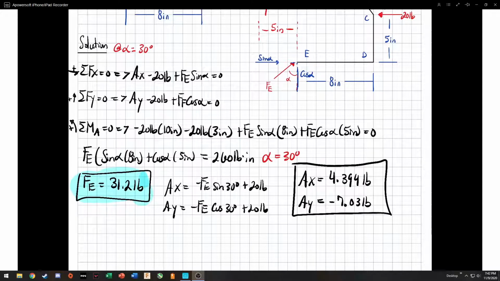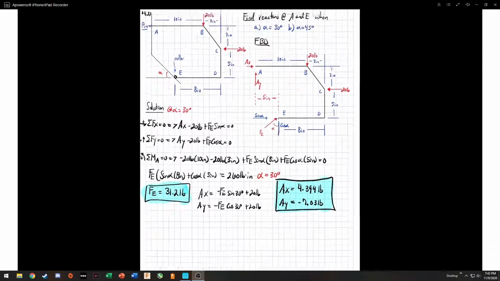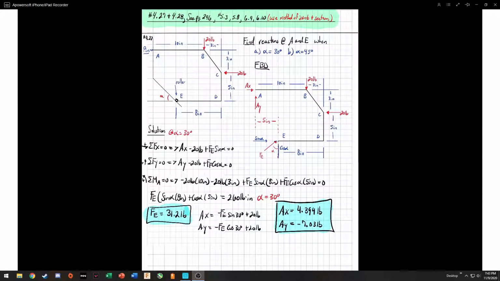And that is the answer for number 4.27. Frames are going to be pretty straightforward, pretty simple. They're not going to be too much of a hassle. As long as you know how to work out your angles and your trig, you'll be just fine. And that will be all to it.